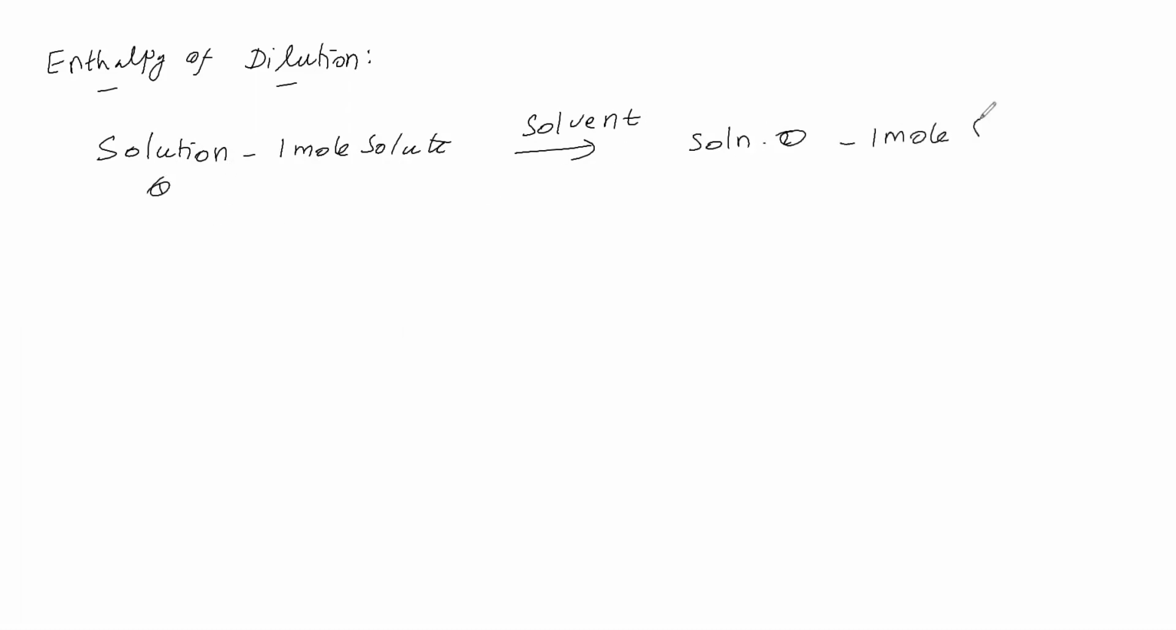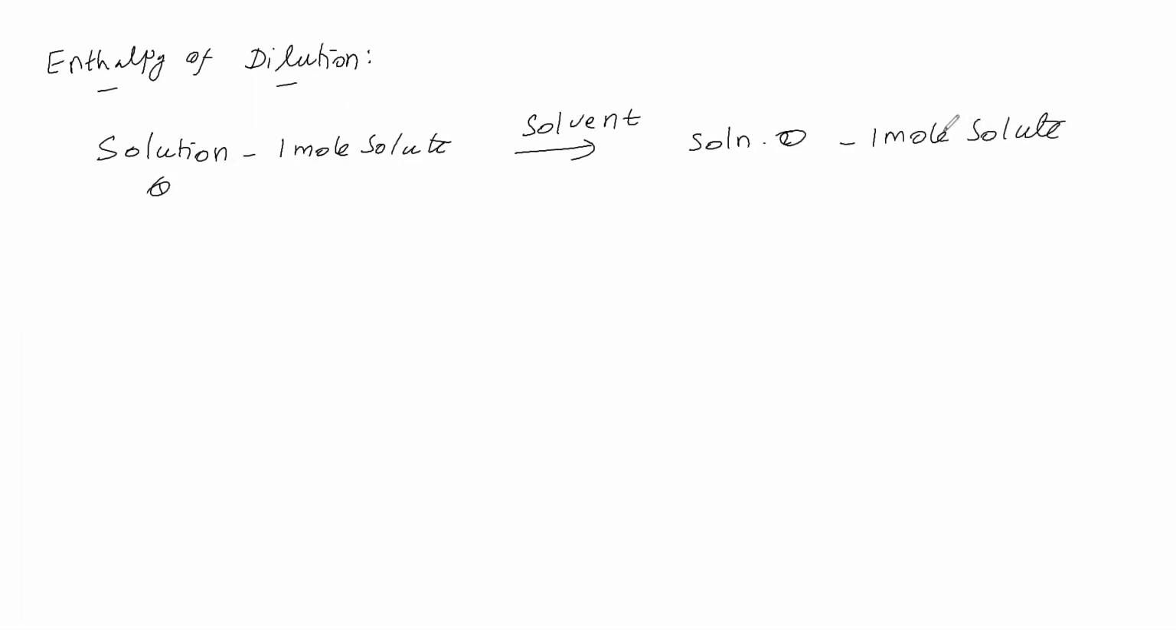Now we have to take a solution. In this solution, 1 mole of solute should be there. We are taking a solution. In the solution, 1 mole of solute is there. To this we have to add the required quantity of solvent. Then you are getting a second solution. It is the first solution, it is the second solution. In this solution also solute will be 1 mole only.